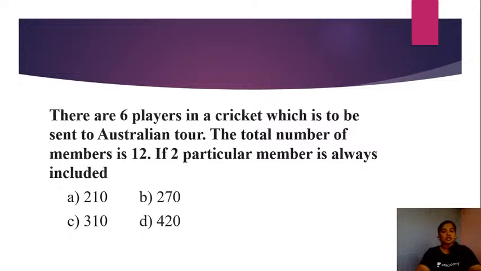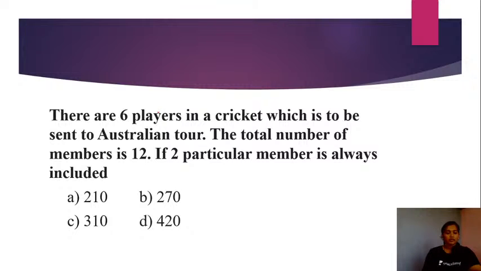Right? So here's the next question. There are 6 players in a cricket team which is to be sent to the Australian tour if the total number of members is 12. Okay, the total number of members in that cricket team is 12. If two particular members are always included, then in how many ways can you select these 6 players here? Okay, this is a question.